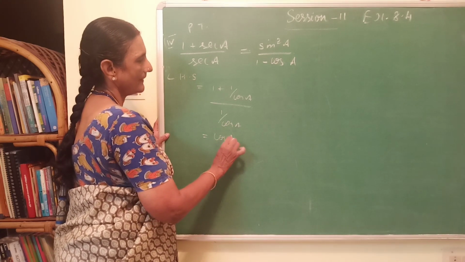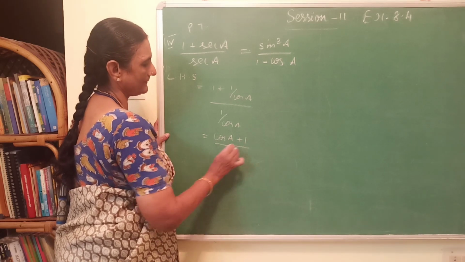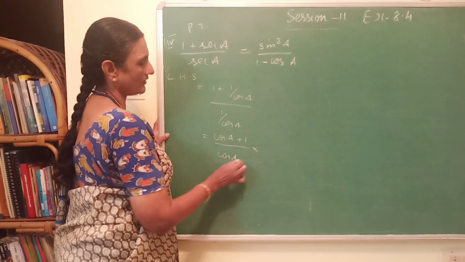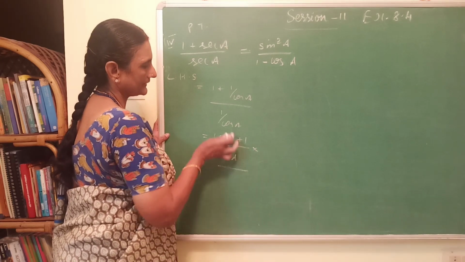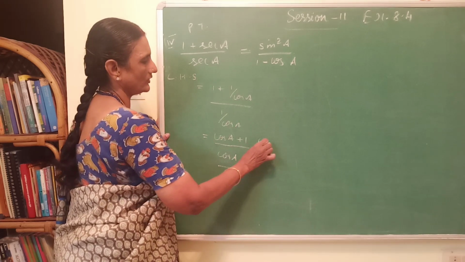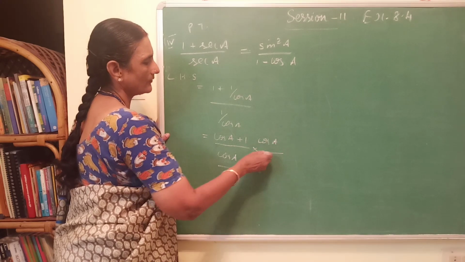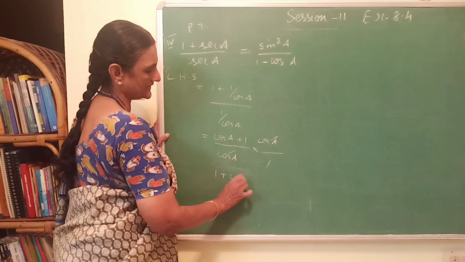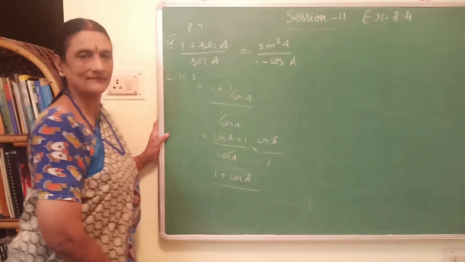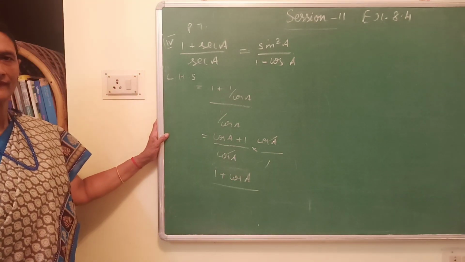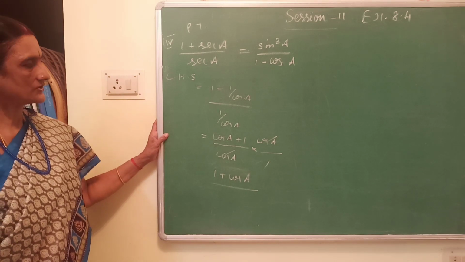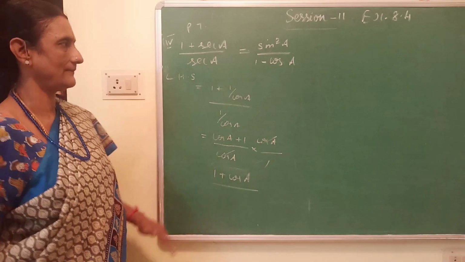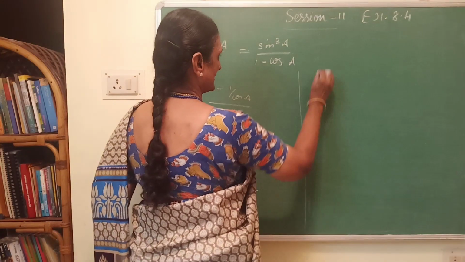Cos A plus 1 divided by cos A, and then we have got the cos A in the denominator will go up by 1. This gets cancelled. So you get 1 plus cos A for the LHS. Are you understanding? This is how we can proceed for the LHS and get the answer 1 plus cos A. Now coming to the RHS.